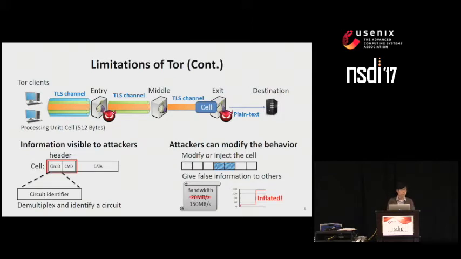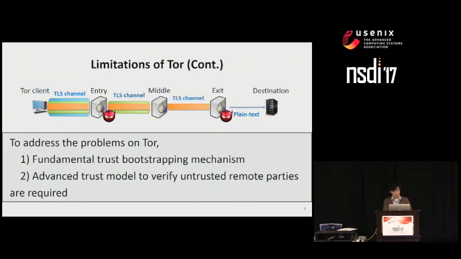Moreover, since attackers can modify the behavior of relays, they can modify or inject cells. It helps them to correlate the Tor traffic. If an attacker modifies the relay to give false bandwidth information to other Tor components, it makes a malicious relay attract more clients. Therefore, a fundamental trust bootstrapping mechanism is required to address these problems. Also, providing a method to verify untrusted remote parties will improve the trust model of Tor. Then, the question is, how can we achieve this?